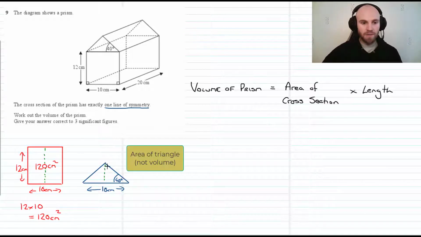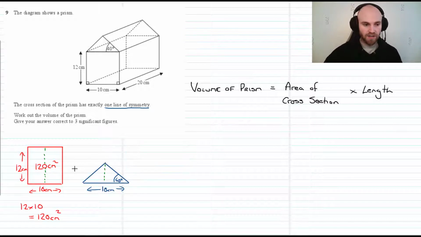So now we've got to work out the volume of this triangle, and it does say in the question that it does have 1 line of symmetry, which I've put in as this green dotted line, both on the triangle and on the rectangle. So this means that we can make 2 right-angled triangles with this 1 triangle. So for half of this triangle, we have this 10 centimeters is going to become 5 centimeters because that is half of 10.